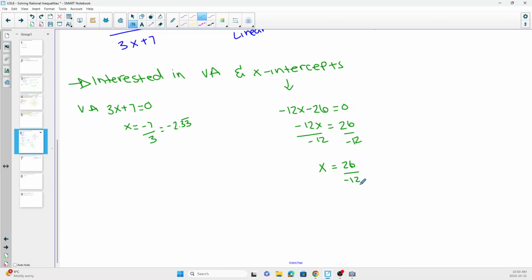We divide top and bottom by 2. We end up with negative 13 over 6. So that would be our fraction. And then again, if we wanted for graphing, negative 13 divided by 6 is equal to negative 2.16 continuous. So that is the location of our x-intercept.